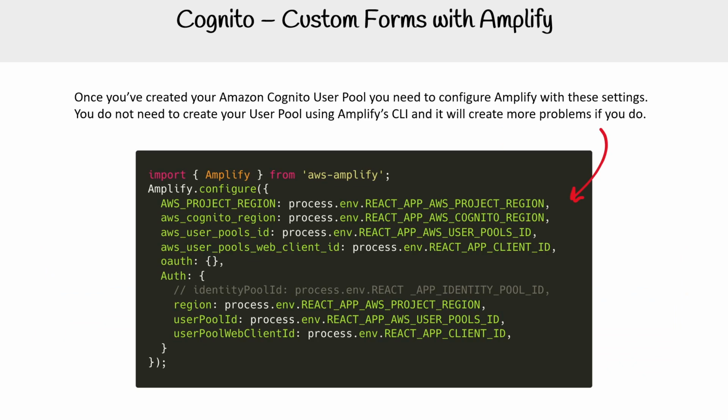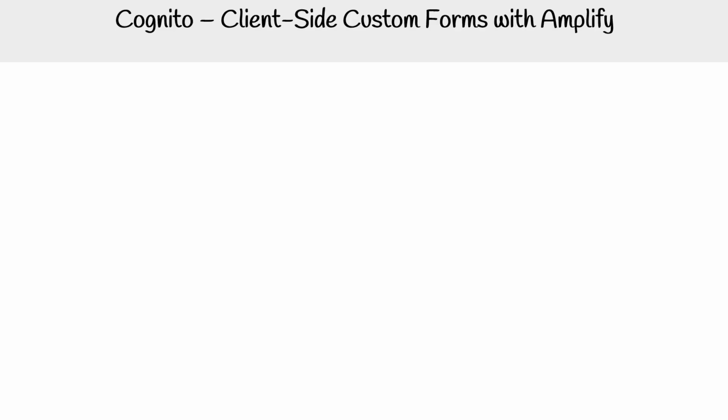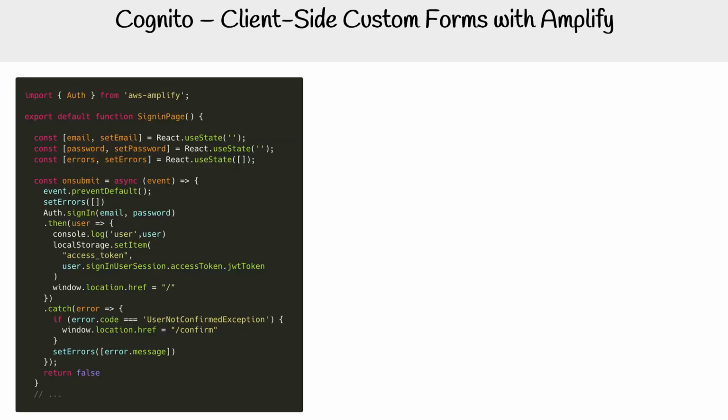So once you've created your user pool, you need to configure Amplify with these settings. In your actual client-side JavaScript code, you'd call amplify.configure, and you're passing all those Cognito user pool parameters. And then once that's configured within your application code, you'll have your form. I'm not showing the form code because everyone knows what an HTML form looks like. But on the submit, you could call something like auth sign-in, and that's how you do it.